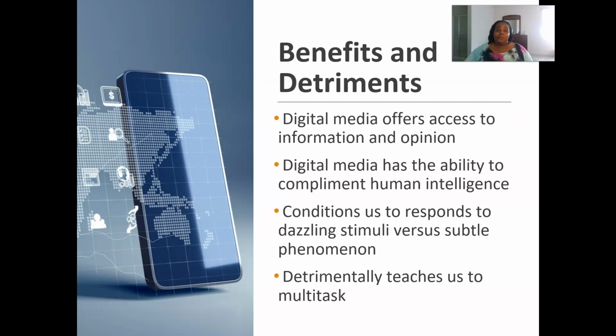However, there are both positives and drawbacks to this type of speed and ease in which information is transmitted. Now, we can access the information and opinions of many people, and we can also use online and digital media to share information, to complement human intelligence, and to advance learning because we're able to share information with so many other people.